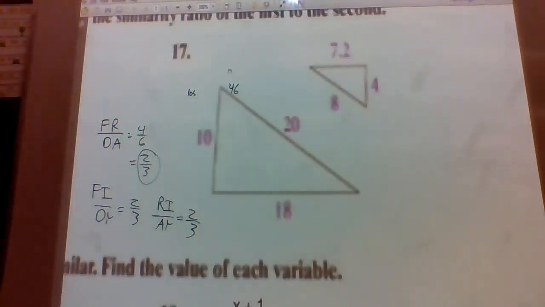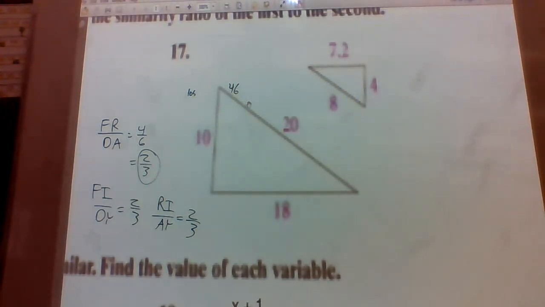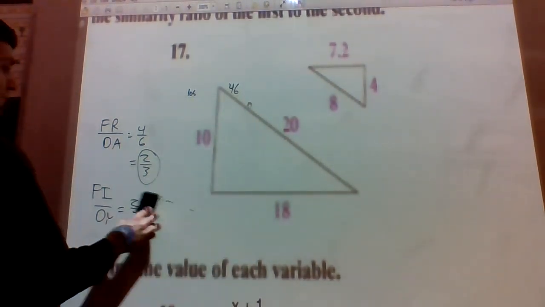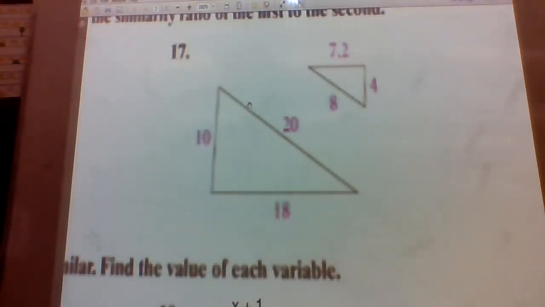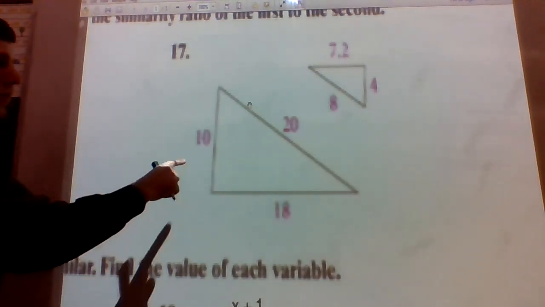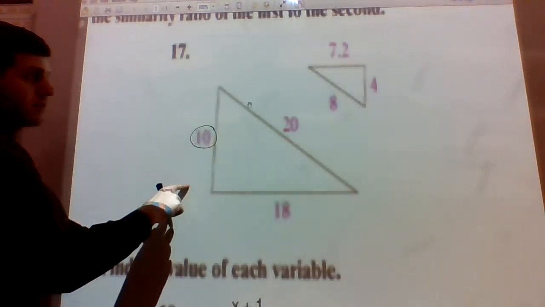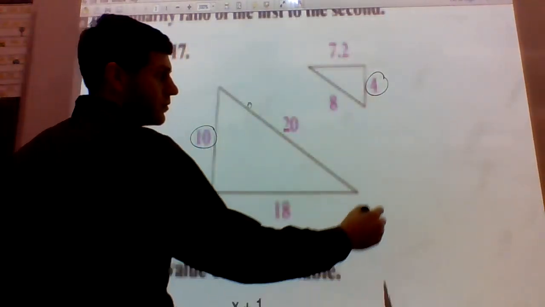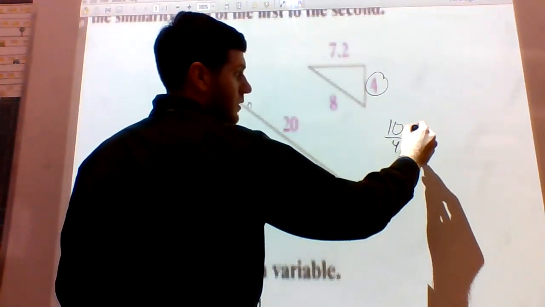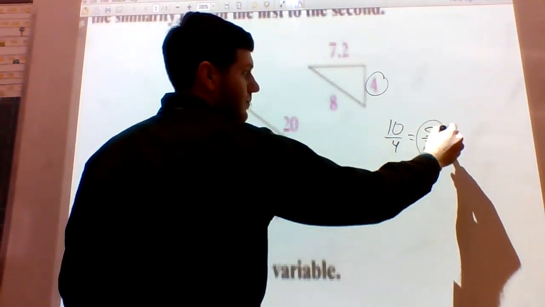Number 17. It's telling us that they are similar. So we know that all the ratios are going to be the same, but we can test that out anyway. So 10 is the smallest number, so it's going to correspond with the smallest side, which is 4. So 10 over 4, which gives us 5 over 2.